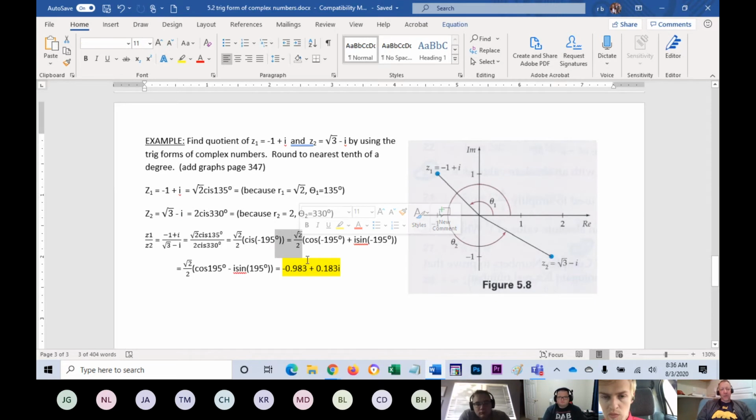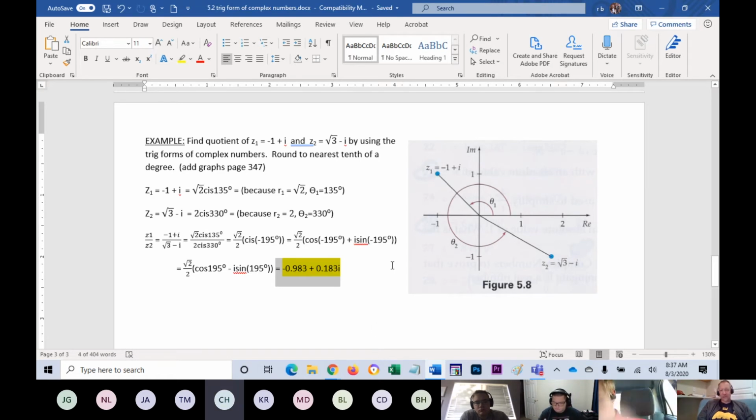We're going to get square root of 2 over 2 times the cosine of negative 195 degrees, and as everybody knows, that's negative 0.983 plus I sine of 195 degrees, and as everybody knows, when you plug it in your calculator, that works out to be 0.183 times I. So, yeah, this is one you couldn't really do without your calculator.